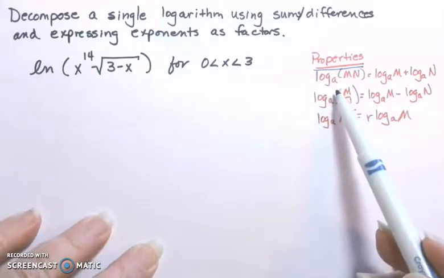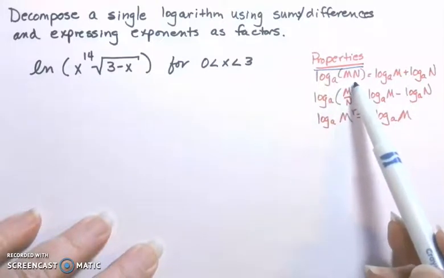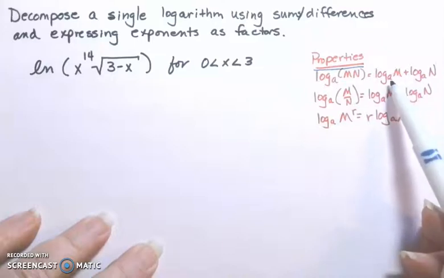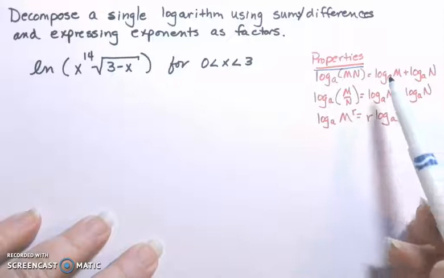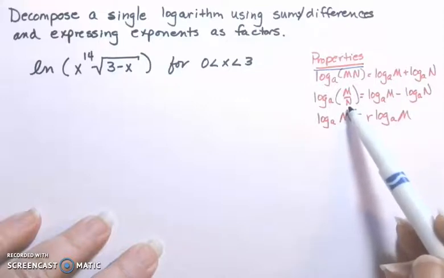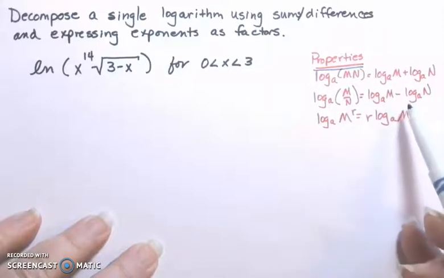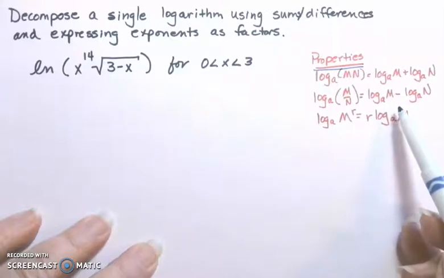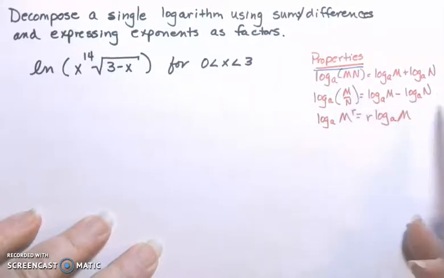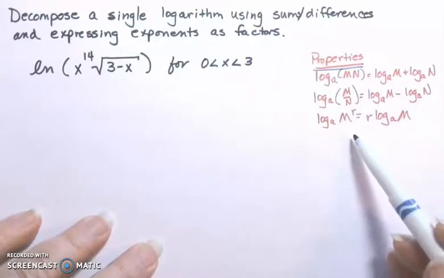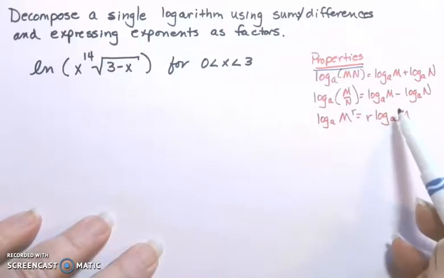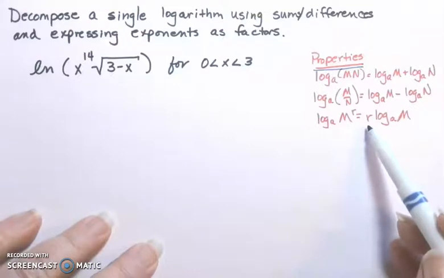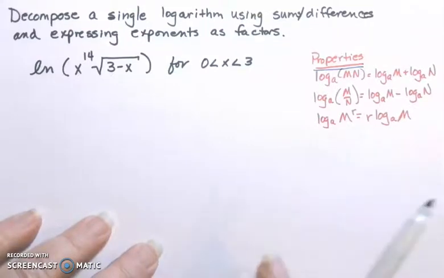This says that the log base A of a product is equal to log base A of each of the factors added together. Log base A of a quotient is equal to the difference of log base A of each of the m and n, and that log base A of m raised to the r is the same as pull that exponent down to the front, r times log base A of m.